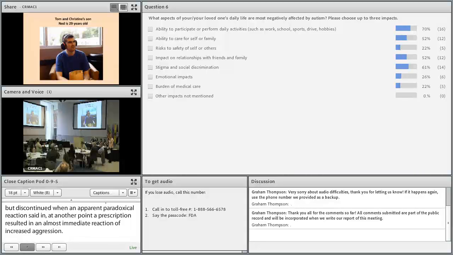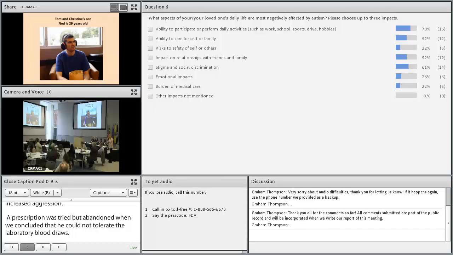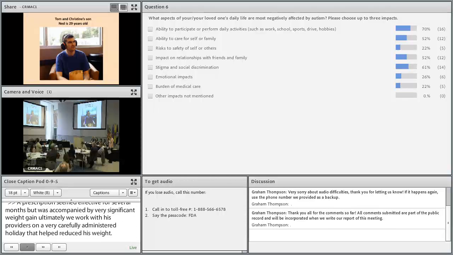A prescription of Seroquel seemed effective for several months, but was accompanied by very significant weight gain. Ultimately, we worked with Ned's providers on a very carefully administered medication holiday that also helped reduce his weight. Since that time, now about 10 years, Ned has been on a core regimen that includes Ativan and Inderal prescribed for agitation and anxiety, and Trazodone for sleep. The one recent addition to this regimen is Keppra to prevent seizure.